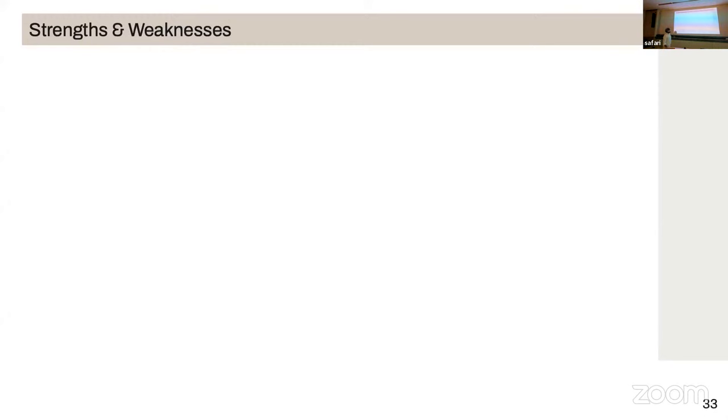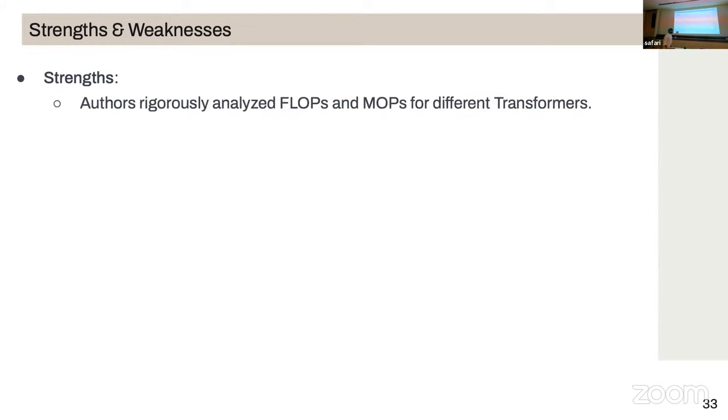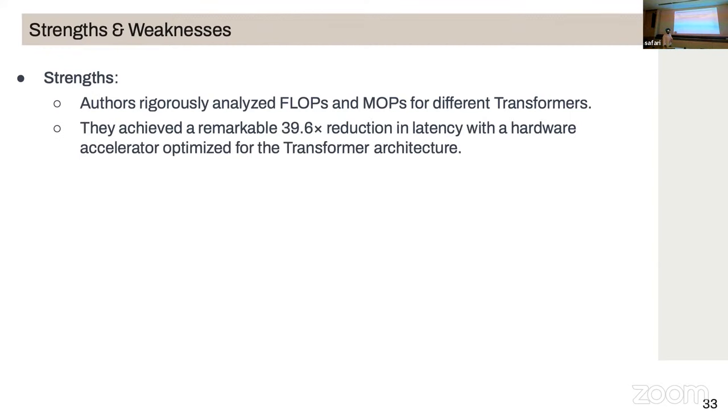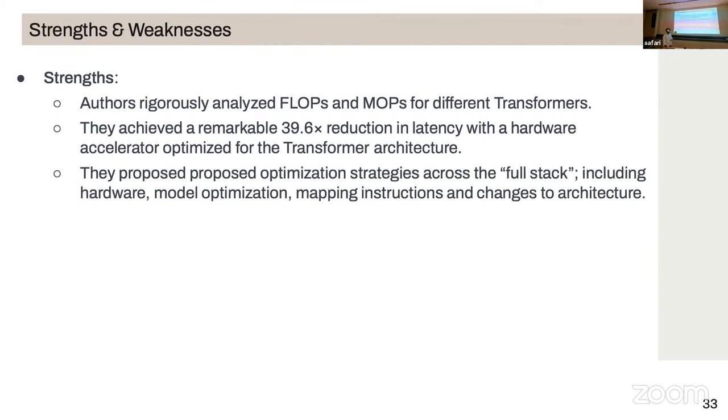All right, so the strengths and weaknesses of the paper, according to me. The strength is that they did a pretty rigorous analysis of the flops and mops for different transformers, and they achieved a remarkable 39.6 reduction in latency with their hardware accelerator, which was optimized for transformers. And they also managed to propose multiple optimization strategies across the full stack, which included hardware, model optimization, mapping, and changes to the architecture. So it's a very complete paper.